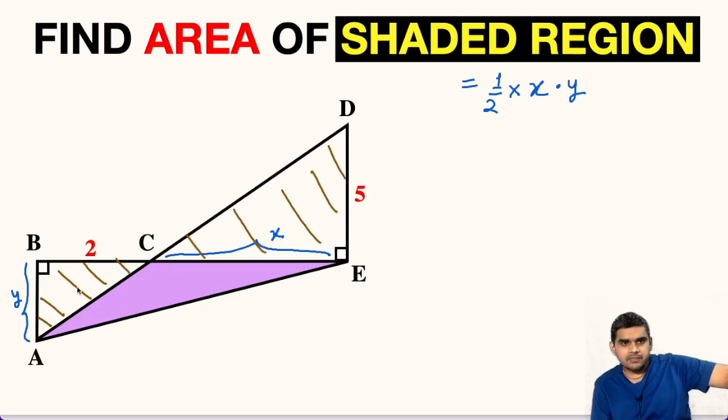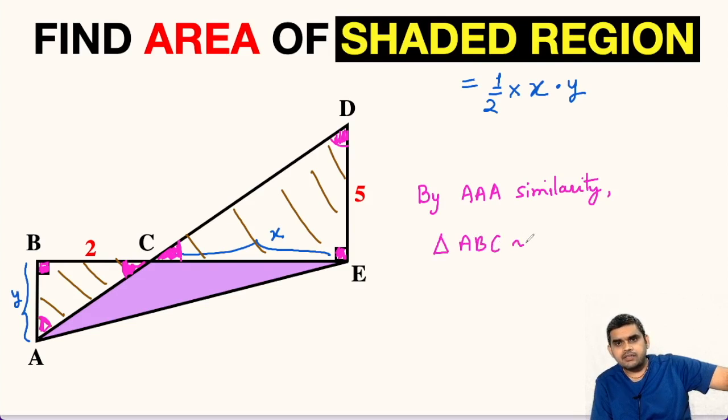If we compare them, we will find that this angle is 90 degrees. So in triangle CDE, this angle is 90 degrees. With respect to vertex C, this angle is equal to this angle because they are vertically opposite angles. So obviously this third angle will also be equal to this third angle. So in short, by angle similarity, we can say that these two triangles are similar. That means triangle ABC is similar to triangle DEC.